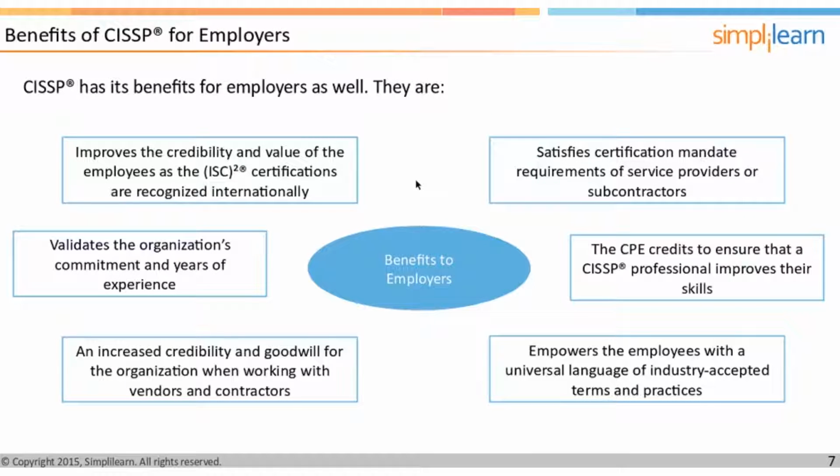So what are the benefits for the employers who hire a CISSP? As the employer, if I hire a CISSP, then I know that this person brings in that knowledge, that experience, and also the credibility. This person will have certain ethical standards as well, which we'll talk about in more detail later on. And I know that the CISSP understands the industry's best practices, understands the language, and can really bring the best practices into the organization.